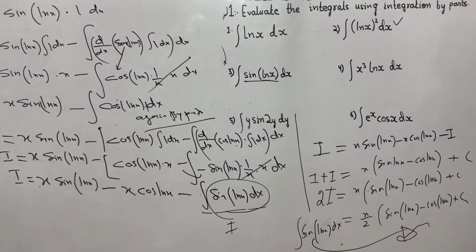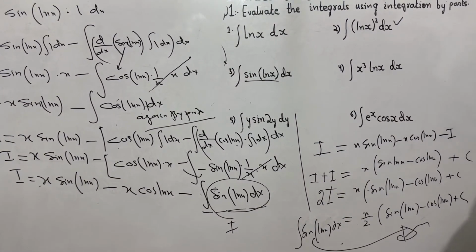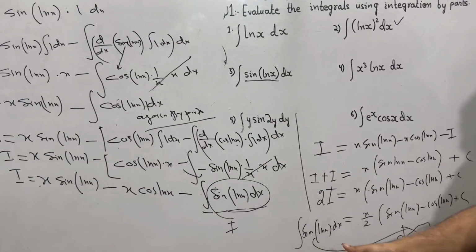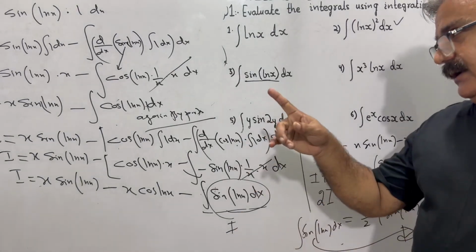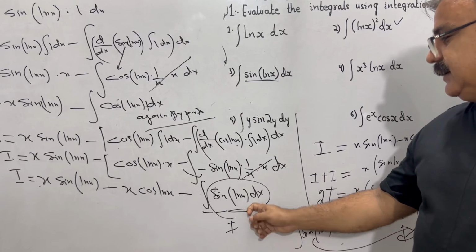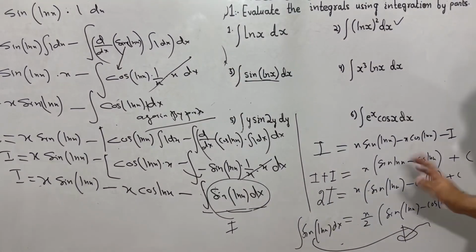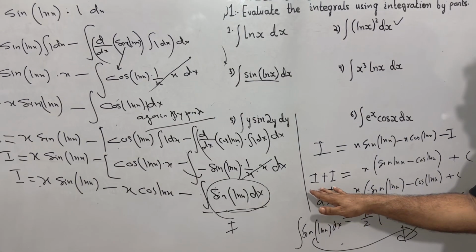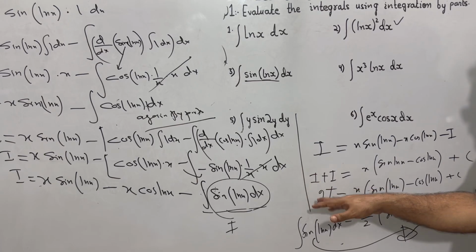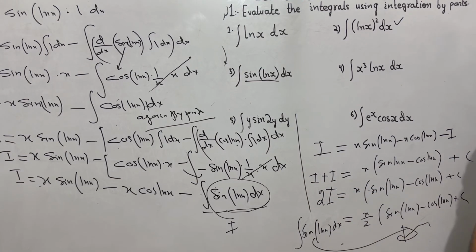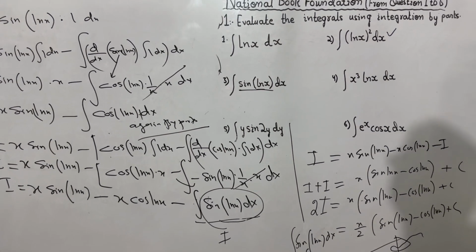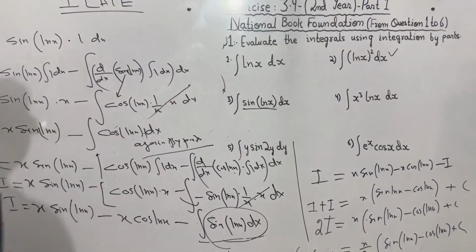In such cases, where we have sine ln x or cos ln x, when the data repeats, introduce I, starting I. This is also I. Take I to one side, merge them, whether add or subtract them according to their signs, then solve for I. Let me check the frame. Is it good? Okay. Moving towards the next question.